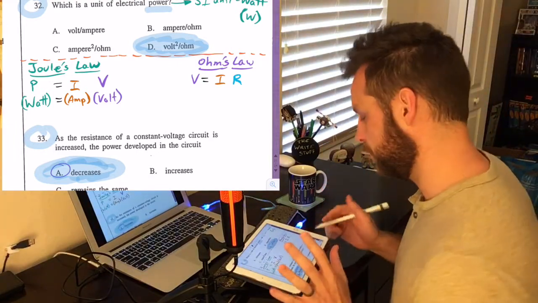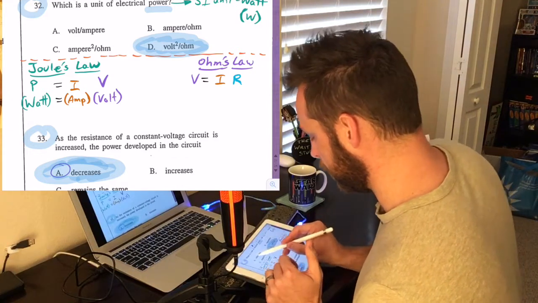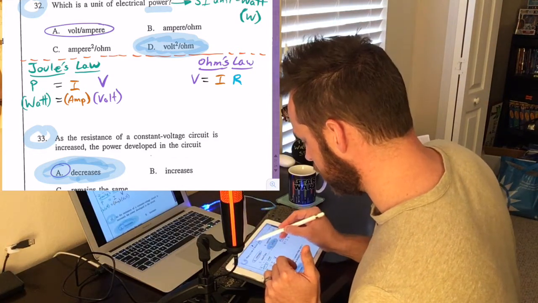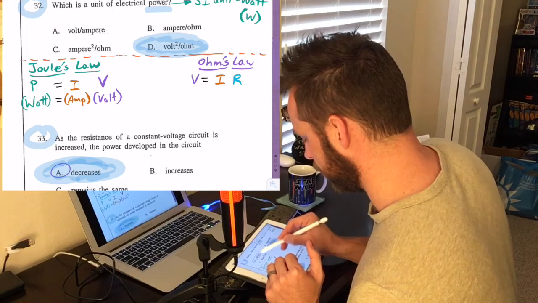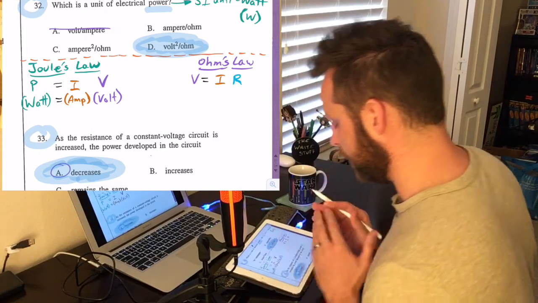But they're not going to be that nice to us. They're actually going to have a volt divided by an ampere up here in A, and that's not going to be an ampere times a volt. So that's not going to work. So we can cross off A. We know that's not going to work out.